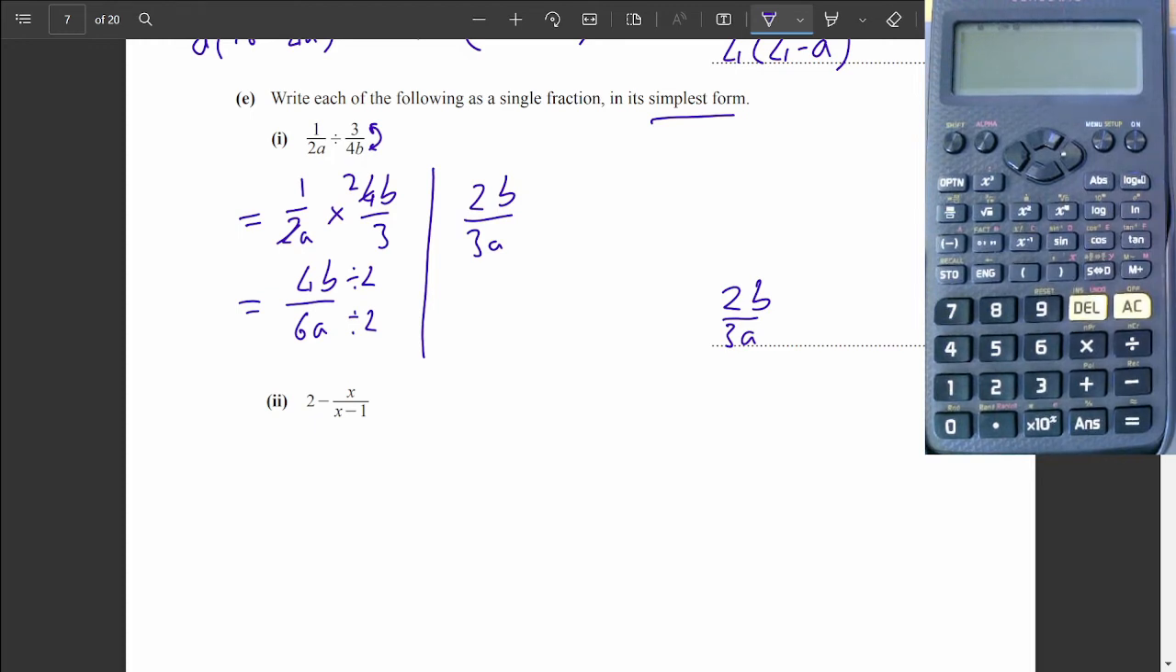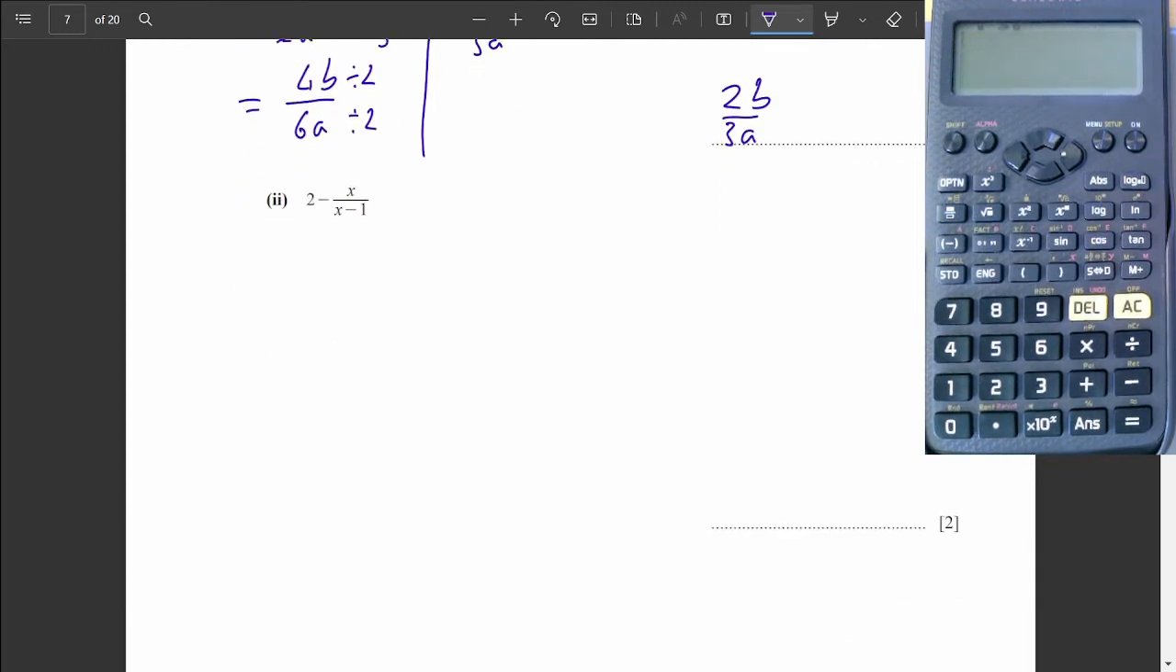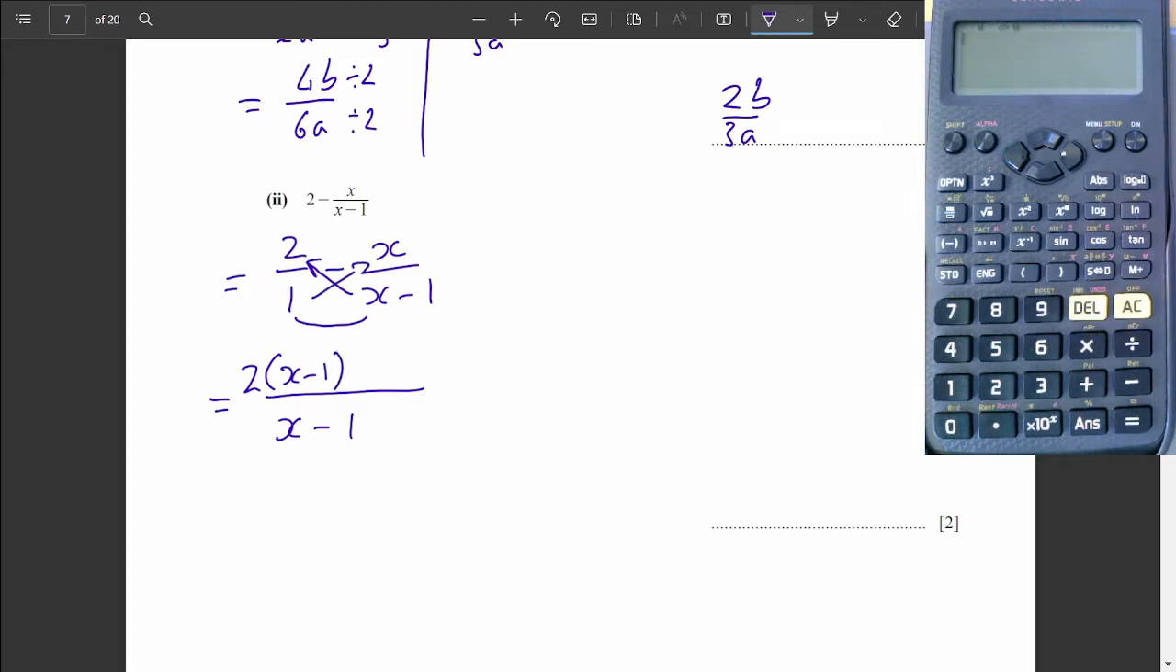Question 4e, part 2. I think the most important thing to remember here is that we can rewrite that 2 as a fraction, 2 over 1. The next step would be to get the denominators the same, which means we multiply the denominators together, which will of course give us x minus 1. Then we multiply across there to get equivalent fractions, so we need to multiply 2 by everything, x minus 1. And we multiply across here, 1 times minus x is minus x.